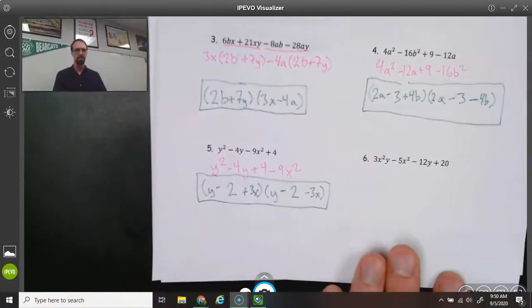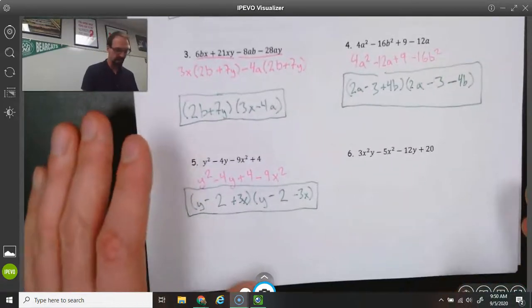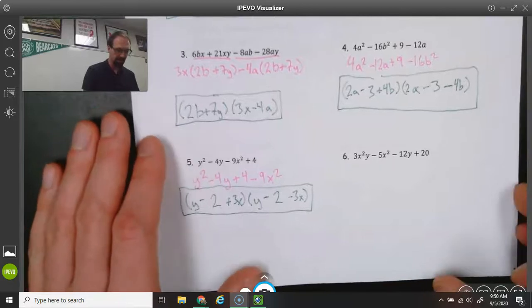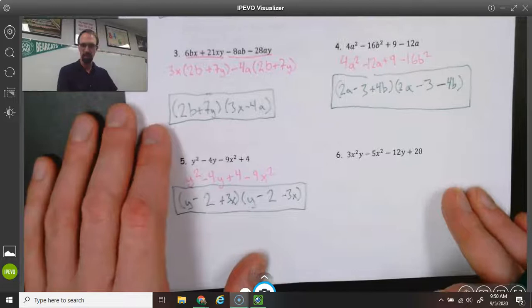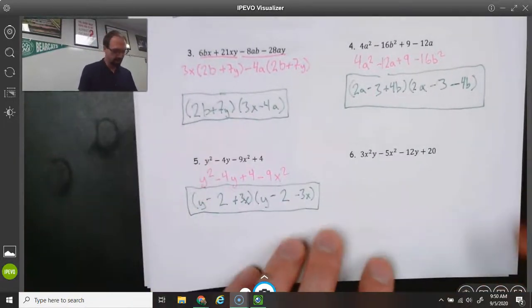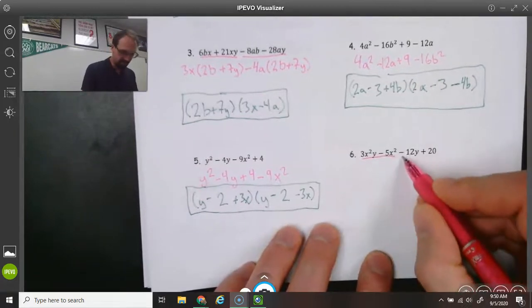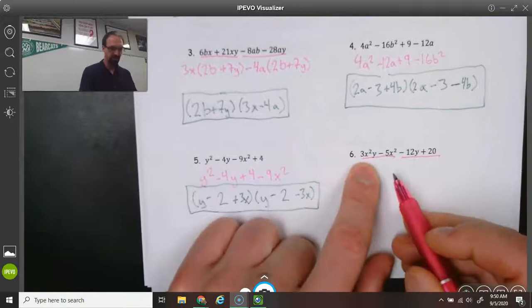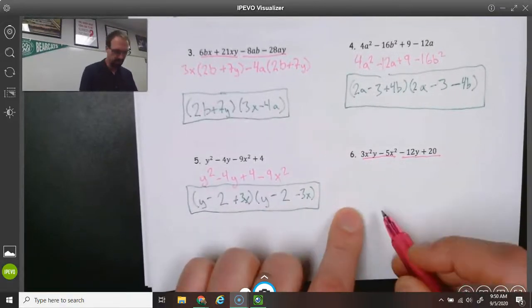And the last one is number 6. Number 6 looks like it's going to be a factor by grouping. Just looking at this, it looks like it might work out well the way that it is right now. I don't see any perfect squares. So then let's just jump in and see how this works. I may have to move some grouping around. Let's find out. So for this one, I've got an x squared in both of my beginning terms.